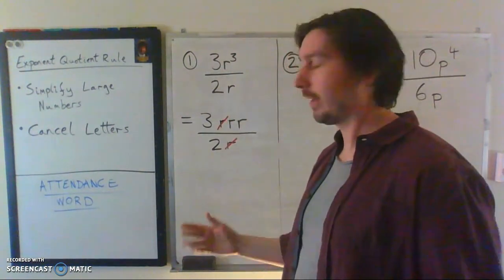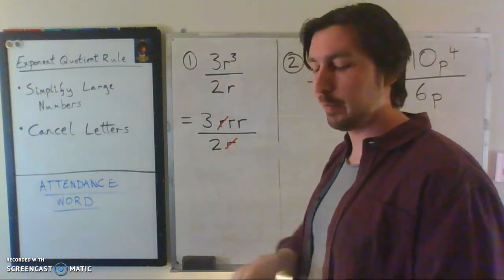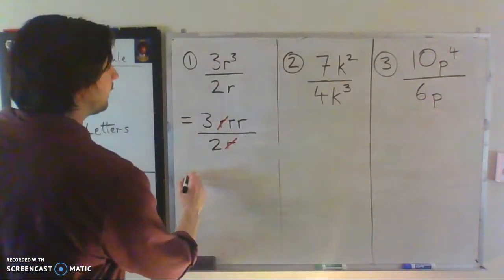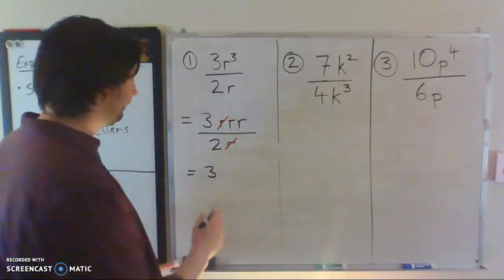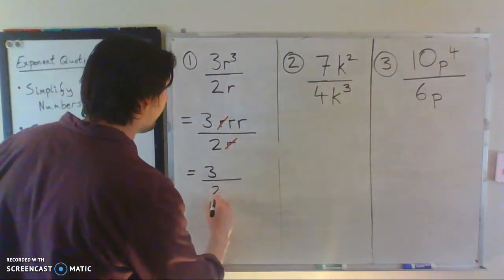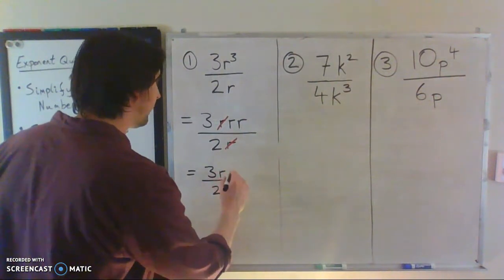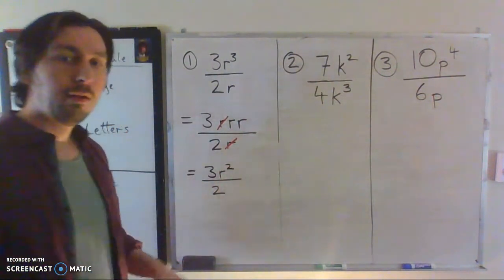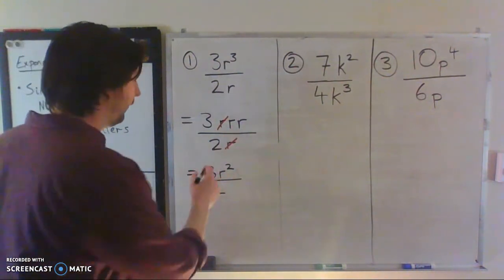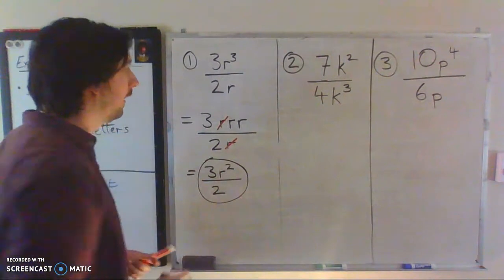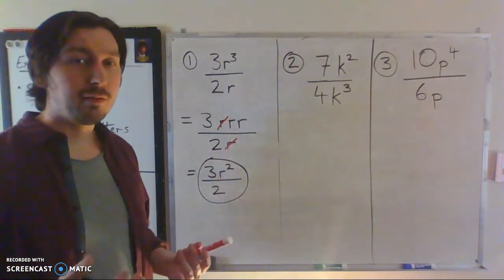And I can't do any more, can I? There's no more R's to get rid of on the bottom. So I've got 3 RR on top and just a 2 on the bottom. Now, the 2 R's, I am going to write them as R squared in my final answer. And I think that's the easiest way to do this.